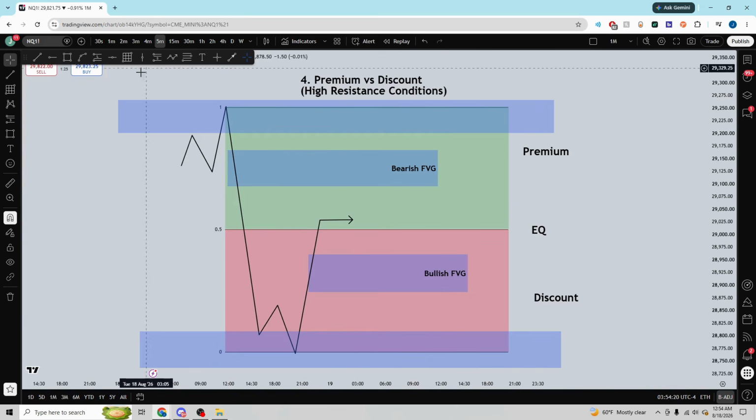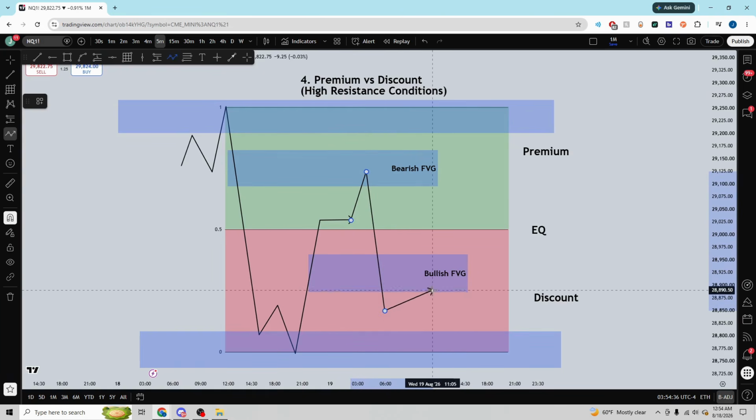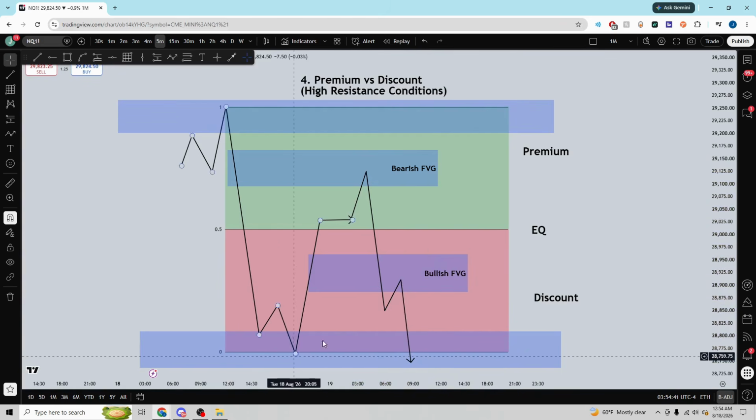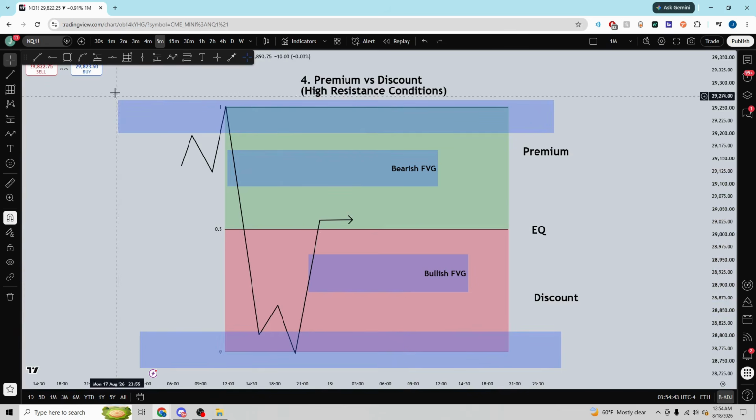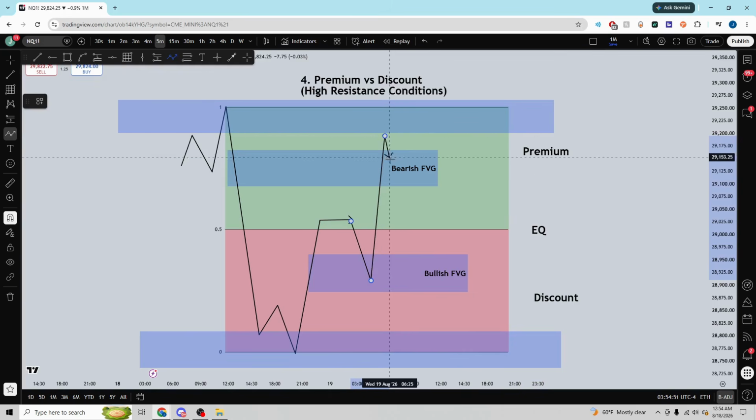So if we want to continue a market maker sell model and continue to target the range low, what you want to see is for us to react out of this bearish premium fair value gap and respect it, as well as disrespect this bullish fair value gap in a discount, where we can confirm that we will take the range low, and vice versa. If we were to continue bullish, what you want to see is for us to react out of this bullish fair value gap in a discount and then disrespect this bearish fair value gap in a premium to then take a trade where we target the range high.